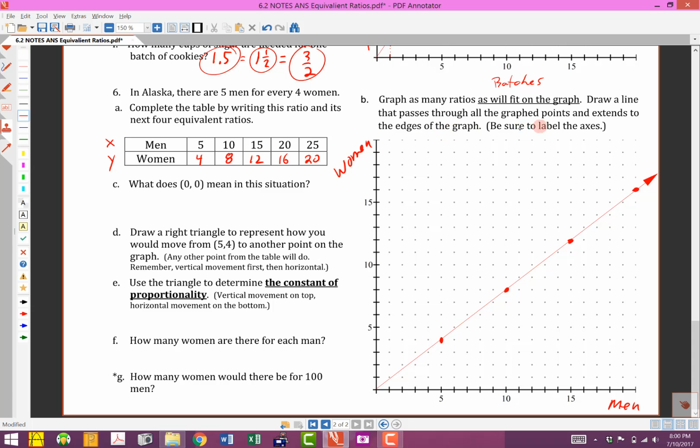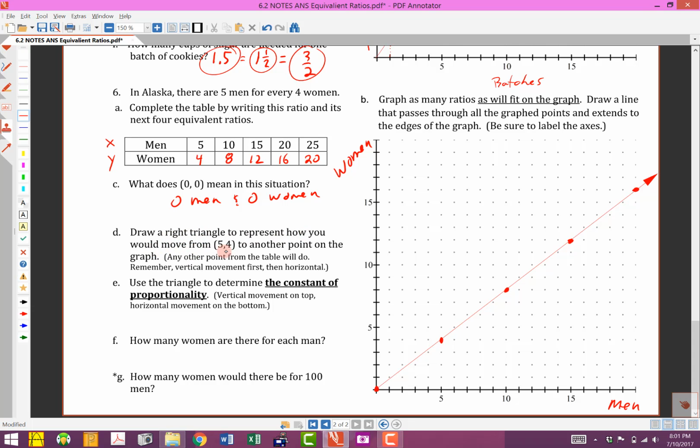Let's see, so it's passed through all of those, extends to the edges, we've labeled the axes and all that sort of stuff, and it says, what does the point 0, 0 mean? Well, that would be this point right here, and that would be 0 on the horizontal axis, so that would be 0 men and 0 women. If the x-coordinate represents the men and the y-coordinate represents women, if we've got 0, 0, that means there's nobody there.